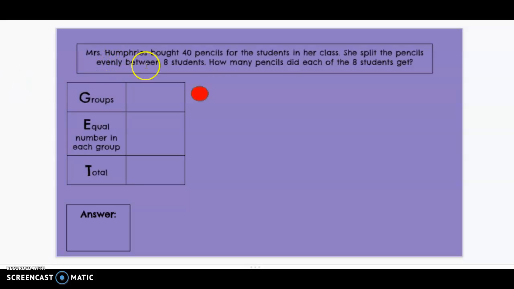Mrs. Humphries bought 40 pencils for the students in her class. She split the pencils evenly between 8 students. How many pencils did each of the 8 students get?